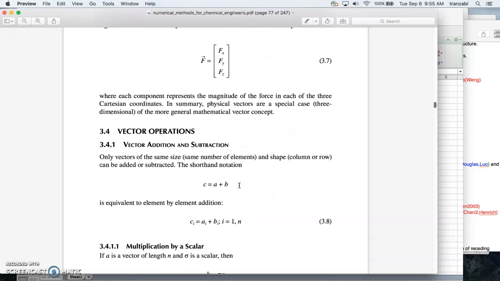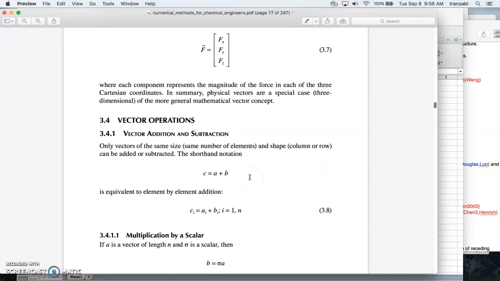Vector operations. We can add vectors. We can subtract vectors. The only condition here is vectors should have the same dimension. If A is a vector and B is also a vector, and A has, let's say, 3 elements in column fashion, B has to have 3 elements in column fashion. If A is a row vector, B has to be a row vector. You cannot add a row vector to a column vector. Okay, so both have to be either column or row, as indicated in the text.